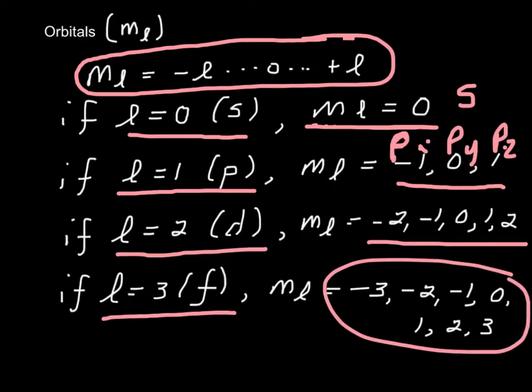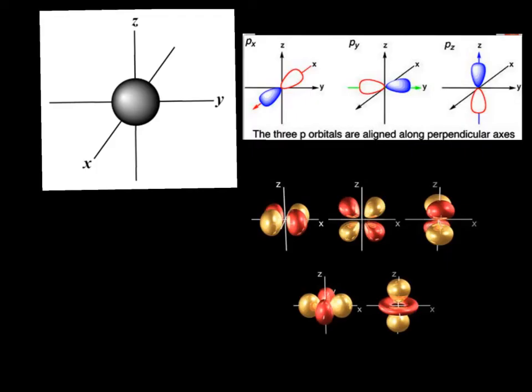So we have 1 piece, 3 pieces, 5 pieces, and 7 pieces. By the pieces, I mean orbitals. And in a minute, we're going to discover that you can put 2 electrons in each orbital. That's why S sublevels get 2 electrons, P sublevels get 6, D get 10, and F get 14.